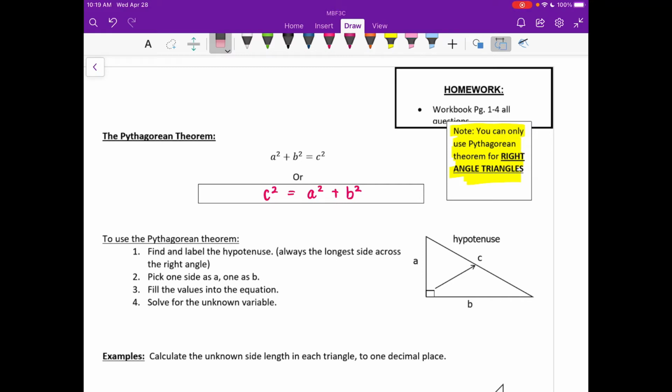Okay? So, what you're going to do is find and label the hypotenuse. You're going to say, okay, this is c, and then you're going to go in and pick one side as a and one side as b.